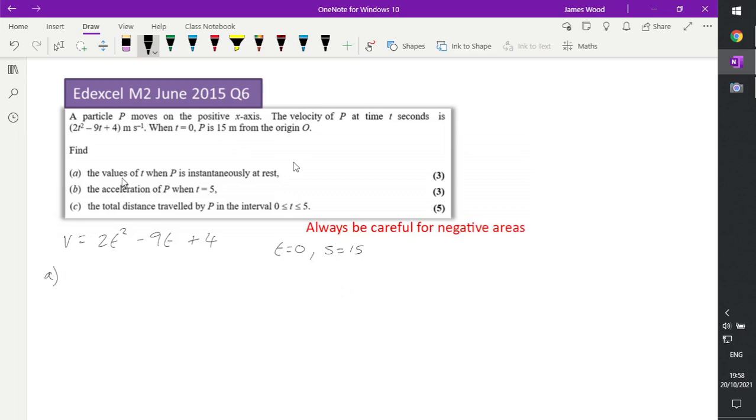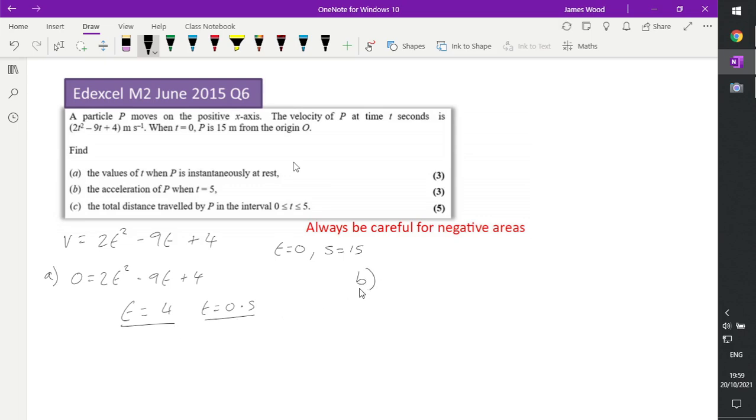We've got to work out the values of t when it is instantaneously at rest. So that means the velocity is 0. So we can set this quadratic equal to 0. And then we can solve it to find t. So I'm just going to do that on my calculator. So my two values of t are 4 or 0.5.